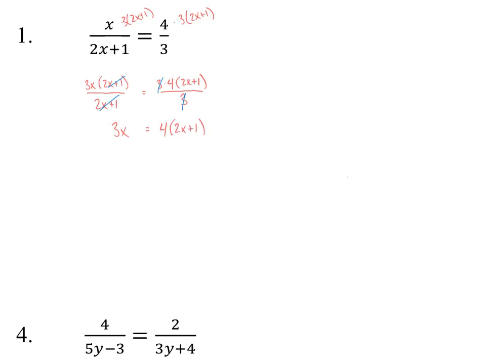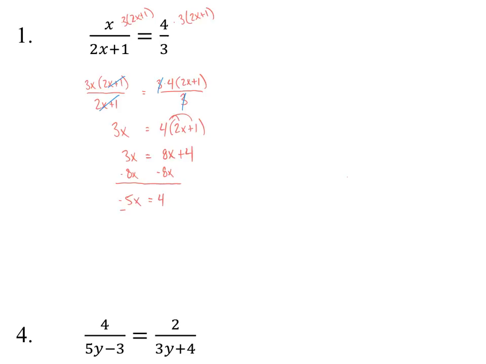Now it's just an equation that we've seen many times. We're just going to take care of this first because we want to get x by itself. So we have 3x equals 8x plus 4. We want to get our x's to one side so we can isolate the x. So we're going to subtract 8x from both sides, and we will get negative 5x equals 4.